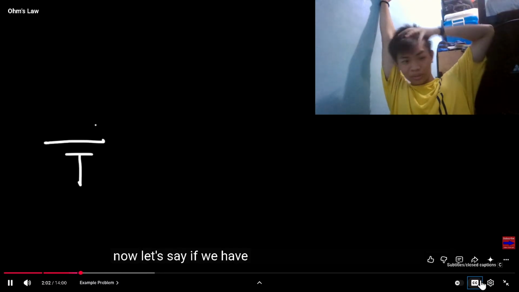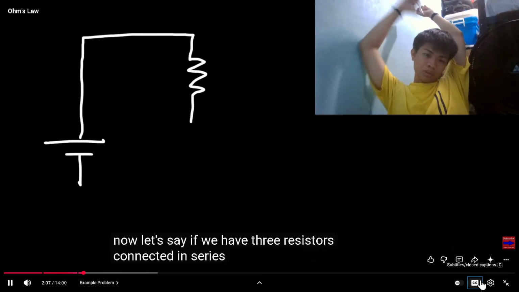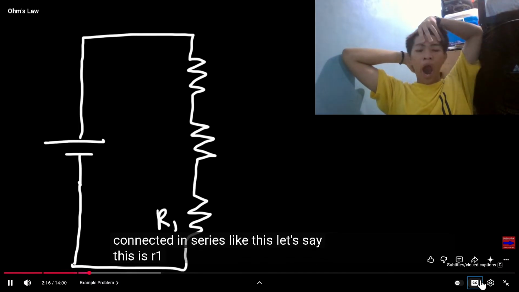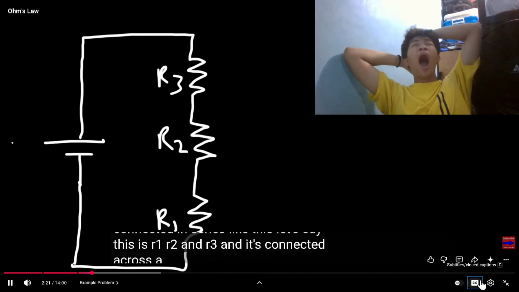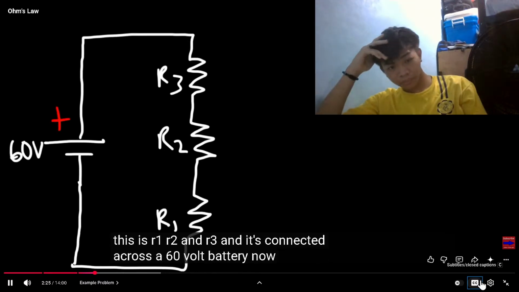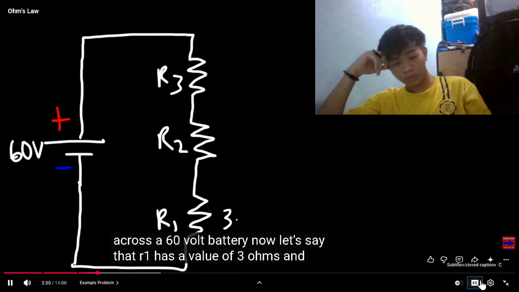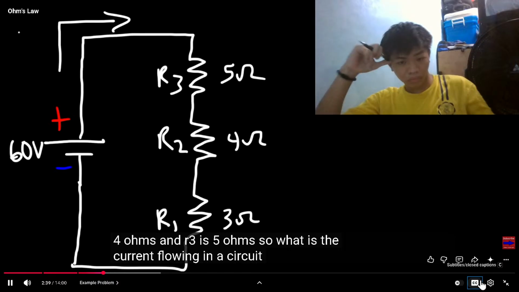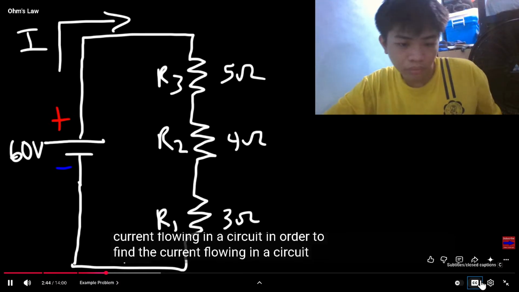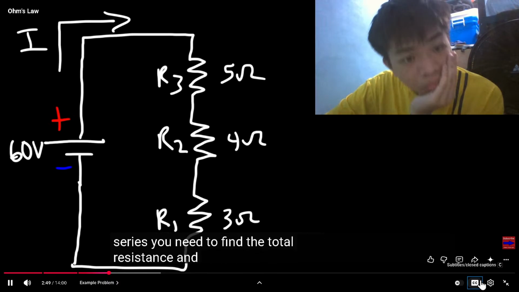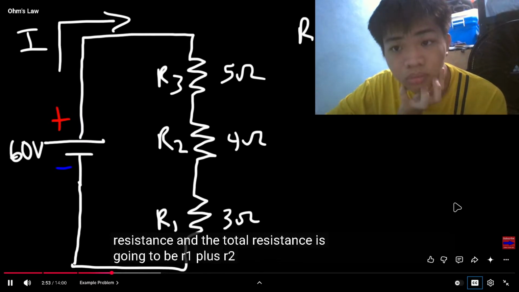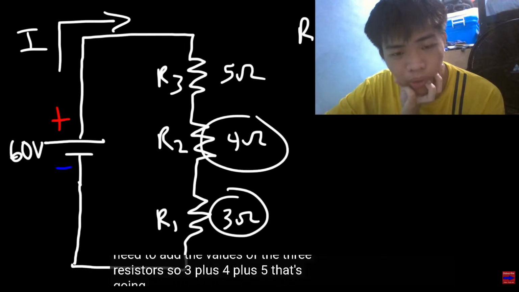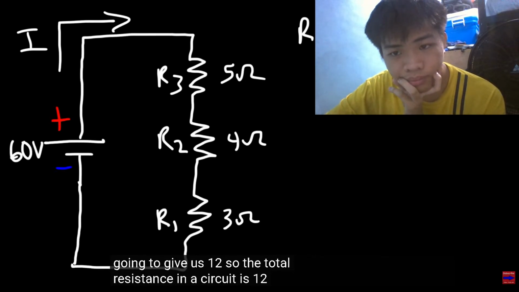Now let's say we have 3 resistors connected in series, like this. Let's say this is R1, R2, and R3, and it's connected across a 60-volt battery. Now let's say that R1 has a value of 3 ohms, R2 is 4 ohms, and R3 is 5 ohms. So what is the current flowing in the circuit? In order to find the current flowing in a circuit where the resistors are connected in series, you need to find the total resistance. And the total resistance is going to be R1 plus R2 plus R3. You just need to add the values of the 3 resistors. So 3 plus 4 plus 5, that's going to give us 12. So the total resistance in the circuit is 12 ohms.